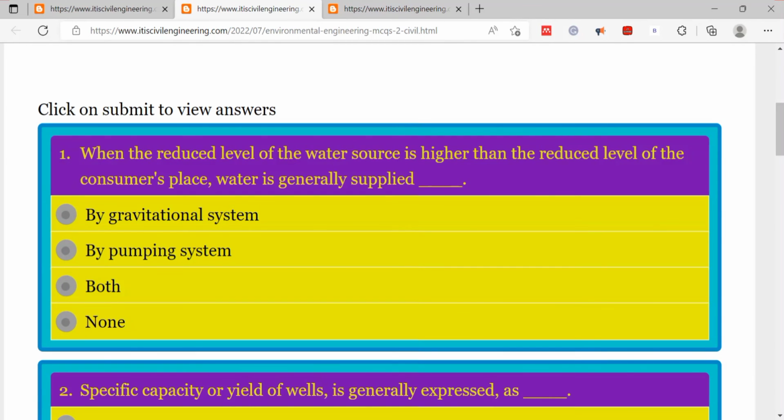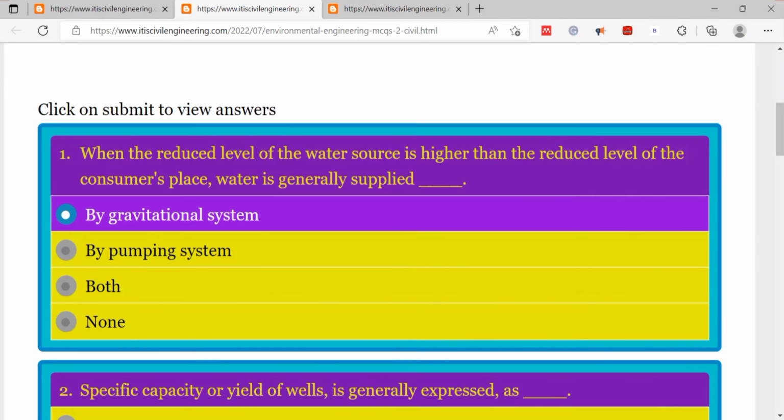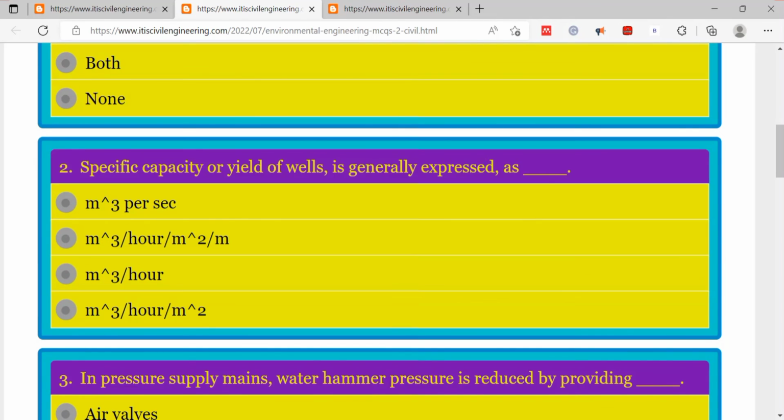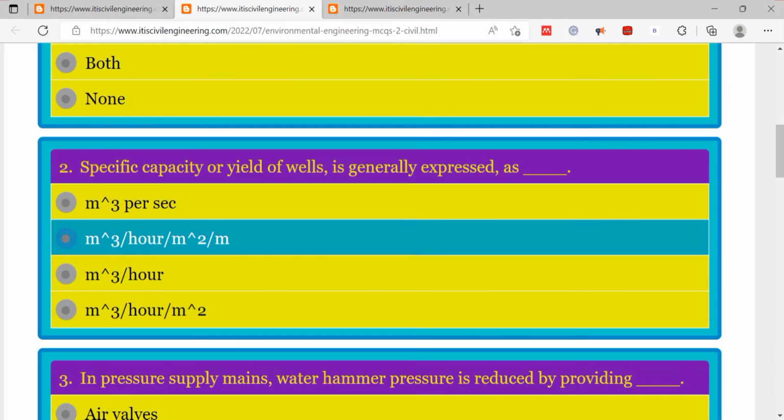When the reduced level of the water source is higher than the reduced level of the consumer's place, that is, the RL of the water source is higher and the RL of the consumer's place is lower, then we'll be using the gravitational system. Specific capacity or yield of wells is generally expressed as, the unit for the specific capacity or yield of wells is meter cube per hour per meter square per meter.